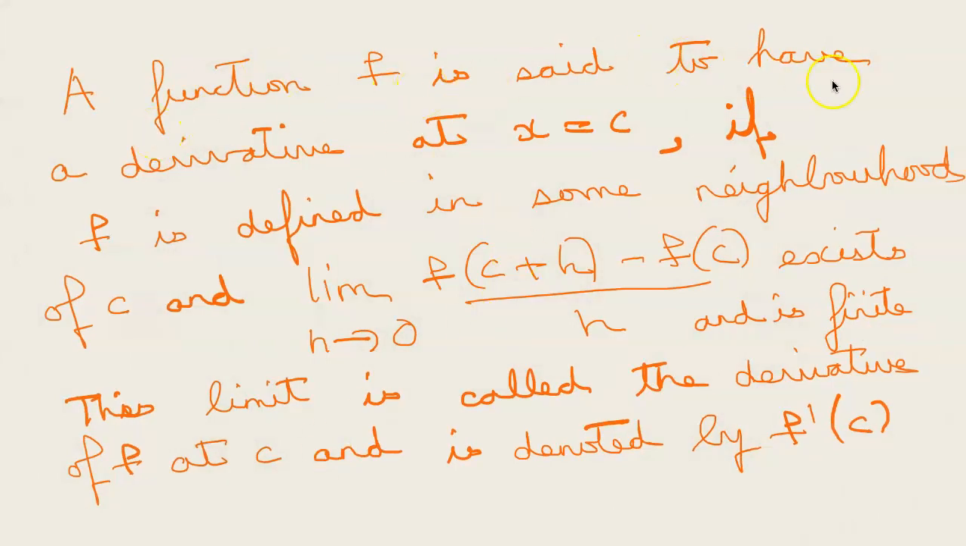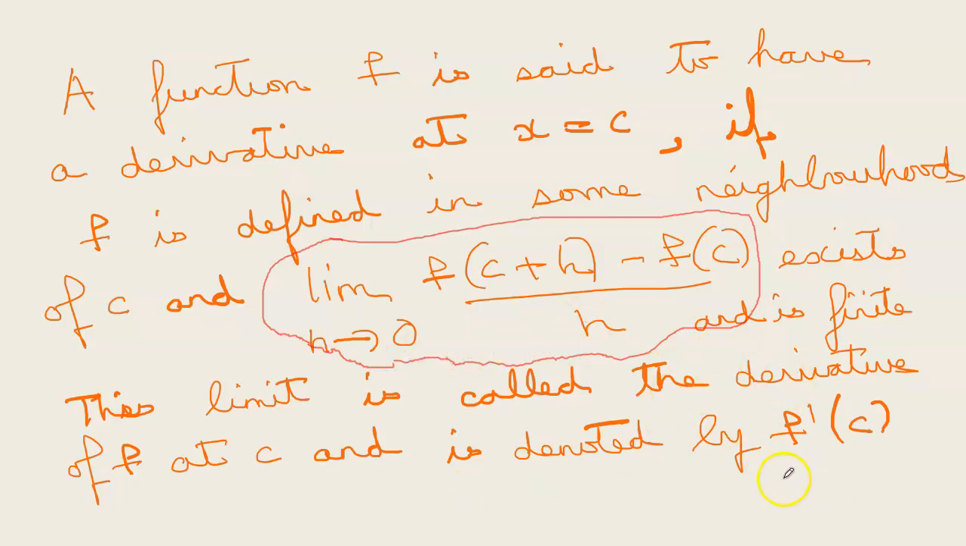Now a function f is said to have a derivative at x equal to c if f is defined in some neighborhood of c and the limit as h tending to 0 of f of c plus h minus f of c by h exists and is finite. This limit is called the derivative of f at c and it is denoted by f dash c. So basically you just need to remember this. If the limit as h tending to 0 of f of c plus h minus f of c by h exists, then you say that the function has a derivative at c and that is denoted by f dash c.